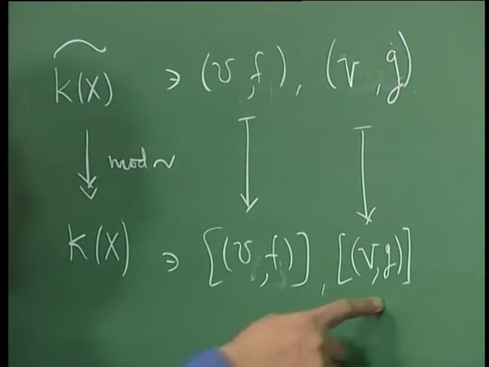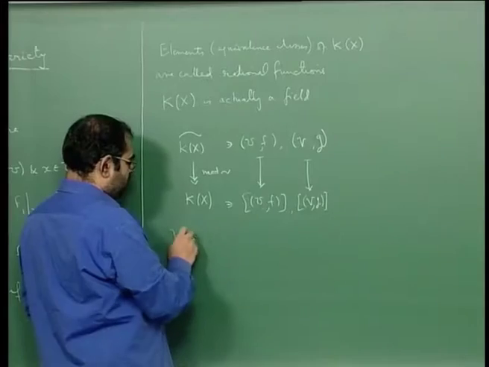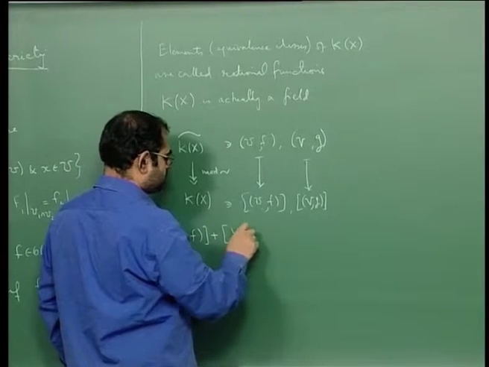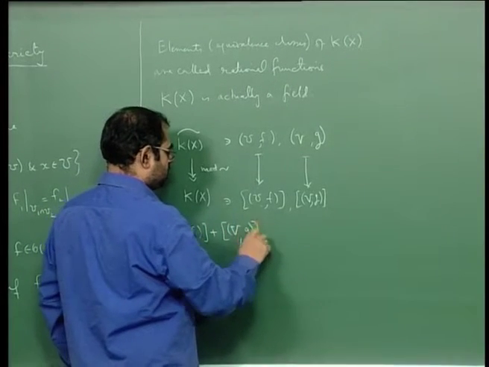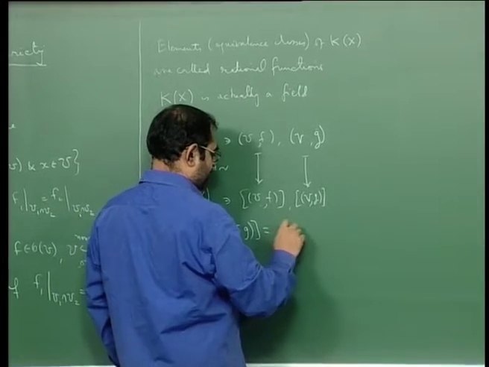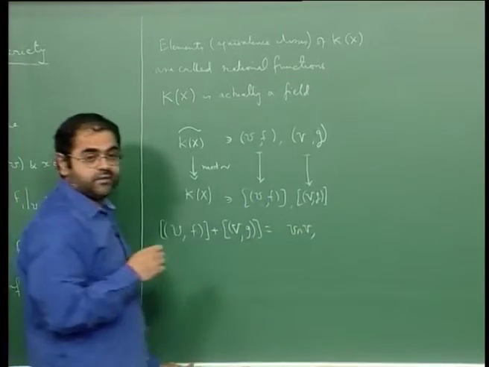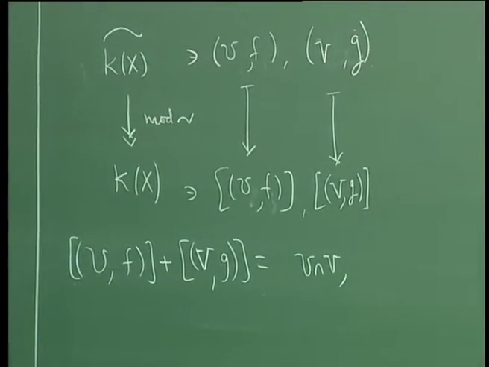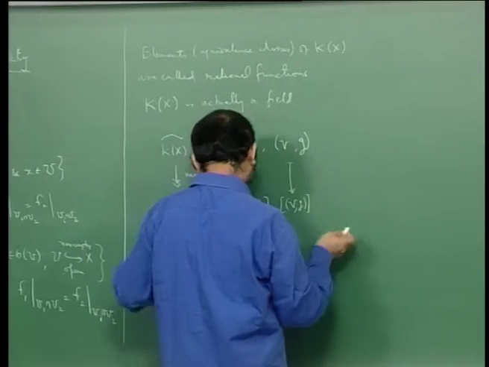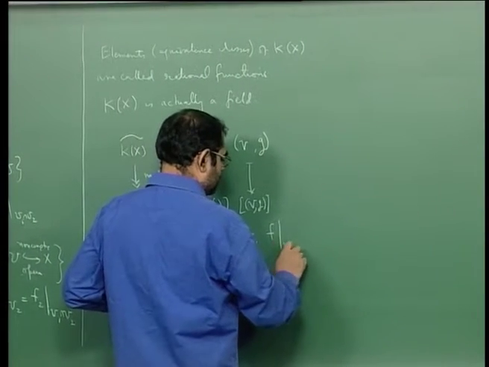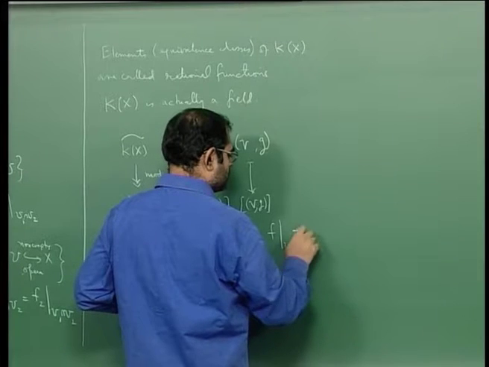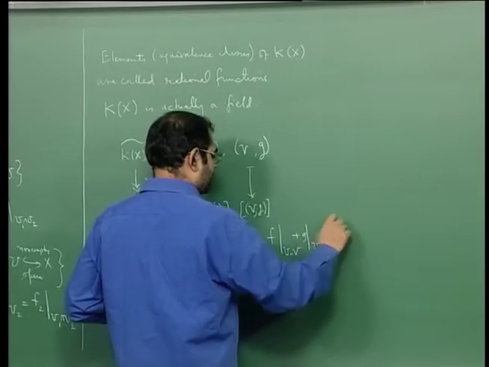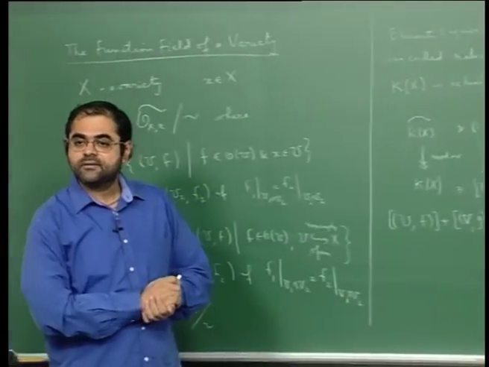And then how do you add these two? It is very simple. You give me two rational functions, you just add them on their intersection, because as I told you, we keep using the fact that any two non-empty open sets will intersect. So u and v will intersect, and on the intersection both functions make sense, so I could add them. So I can take this equivalence class and define this to be the sum, alright.